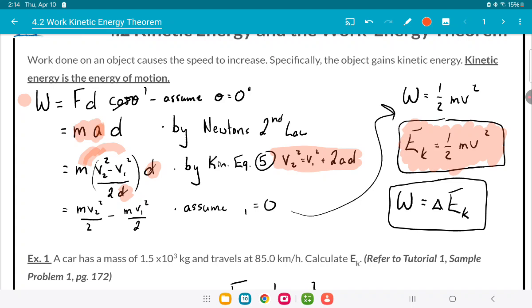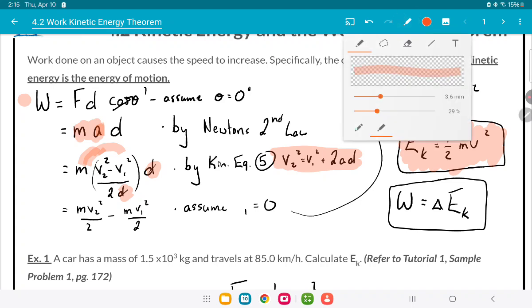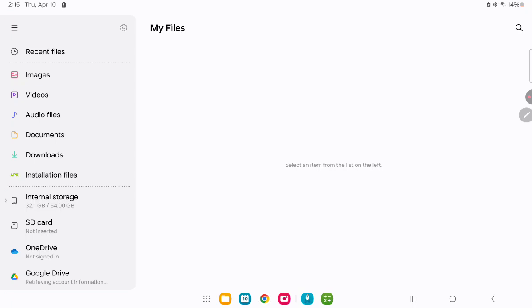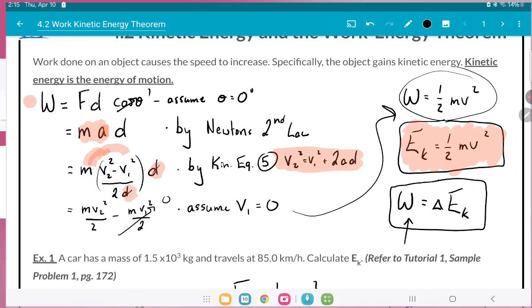If we assume that v1 equals 0, then this goes away. So our initial velocity is 0. Then that will tell us the total work required to bring that object from 0 up to that speed. And so that's how we got here. And then we're just going to replace W with EK, and there we go. We have our formula. And just to note then that any work done on an object will produce a change in kinetic energy.